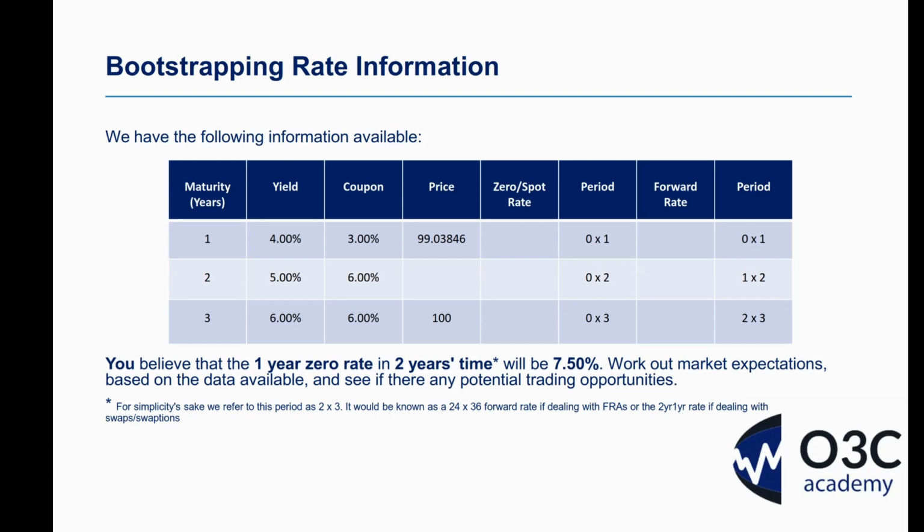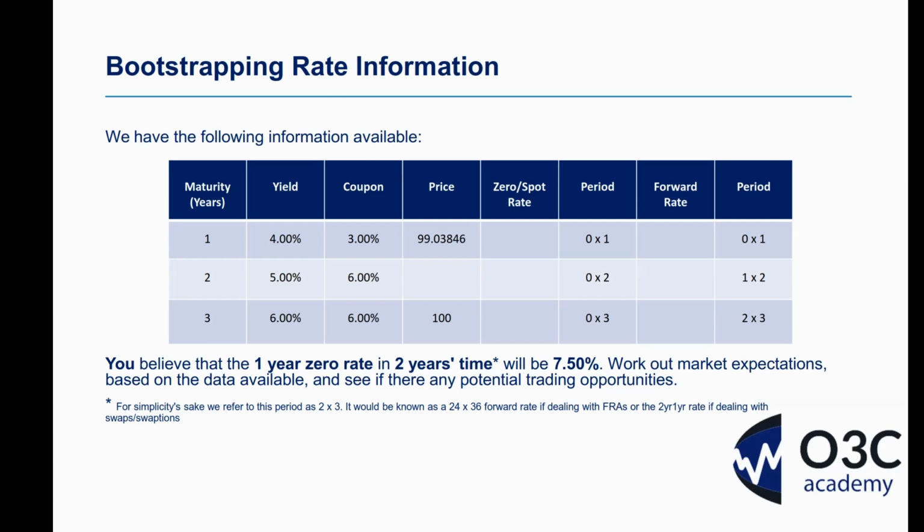So what we need to do is to strip out from that observable information something that we haven't got available. We can't observe. And that's, in this example, going to be those zero rates and those forward rates. So we're taking the observable information, we're bootstrapping out all of this missing information. We're working out market expectations based on the information that we have.